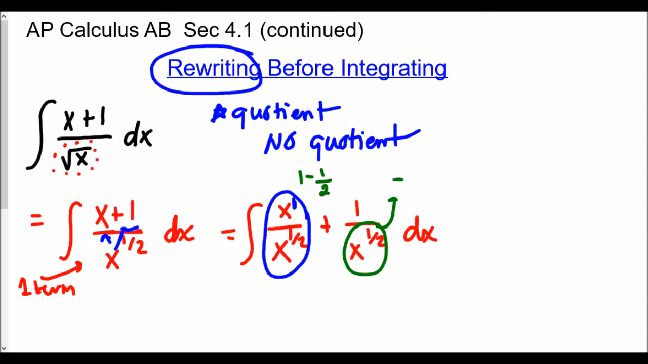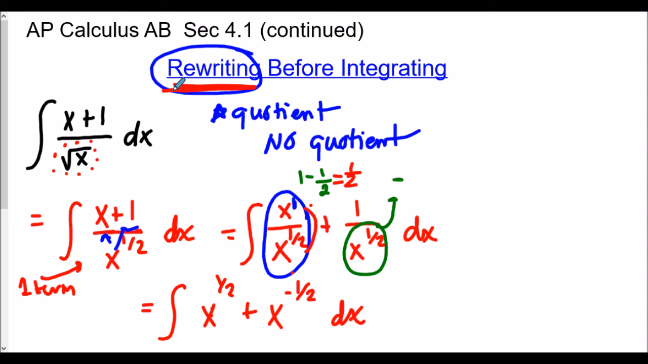So our last step in rewriting this, we would have the integral. 1 minus 1/2 is just 1/2. So we would end up with an x to the 1/2 when we divided these two things. And then we'd have a plus. We need to move that to the top, so we'd have x to the negative 1/2. And then we have our dx at the end. Now we have finished rewriting. We can actually apply our rules, integrate, and simplify.